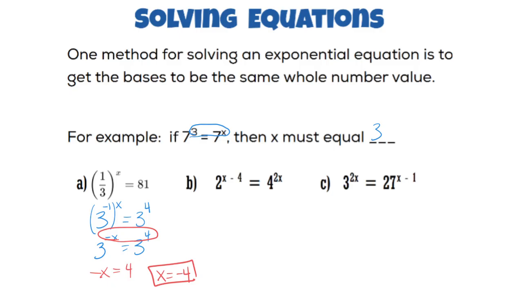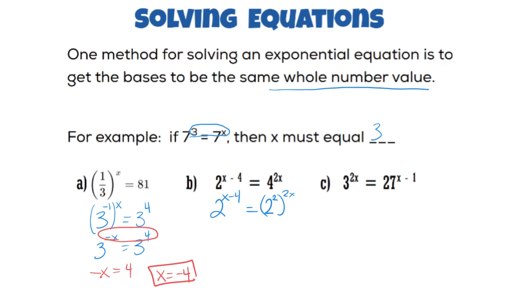On B, you've currently got one side that has a base of 2, and the right side has a base of 4. I could write these both as the same whole number value, but remember, you do want to use the smallest whole number value. I don't want to write this as a 4 to a power. I want to write it as a 2 to a power. I want the smaller number there. So I'm going to leave this 2 as is. And this 4 that I see, I'm going to change to a 2 squared raised to the 2x power.